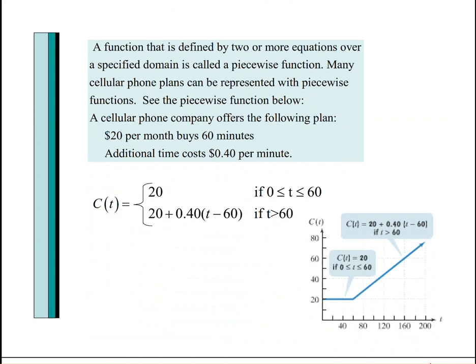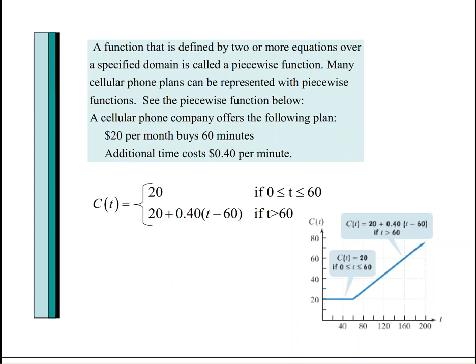In this particular example, we have the problem where we have cell phone plans. It says that a cellular company offers the following plan. $20 per month buys 60 minutes. This is kind of old because we don't buy many minutes like this anymore. Additional time costs 40 cents per minute. So anywhere from 0 to 60 minutes, you're going to pay $20 a month. But if you go over 60 minutes, that's where the second equation comes in. Then we're going to pay an additional 40 cents per minute.